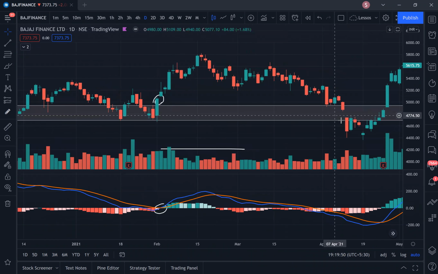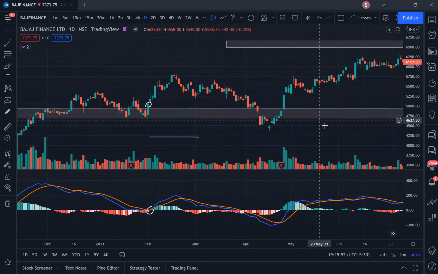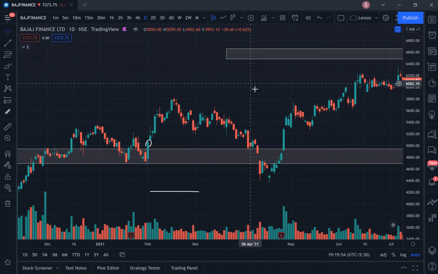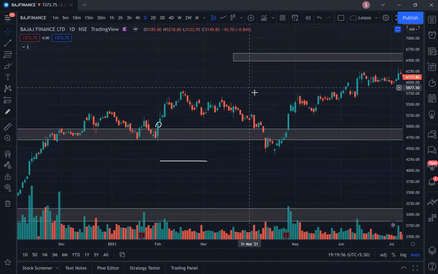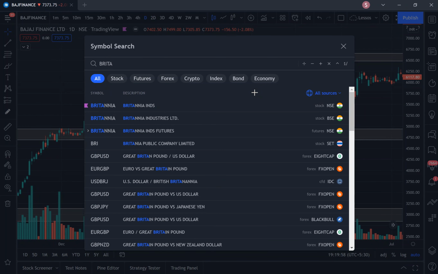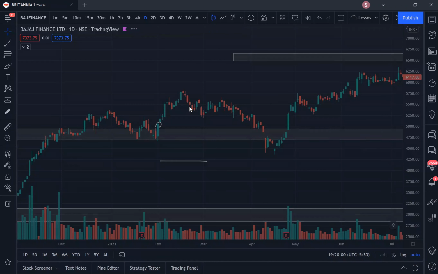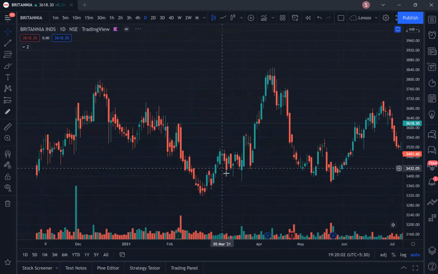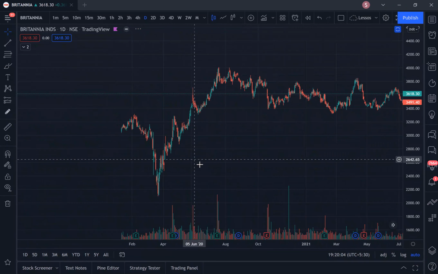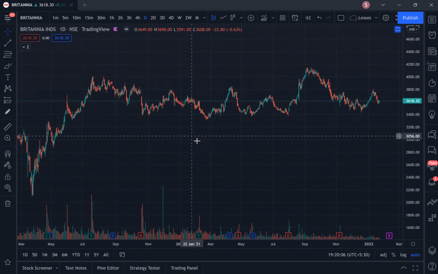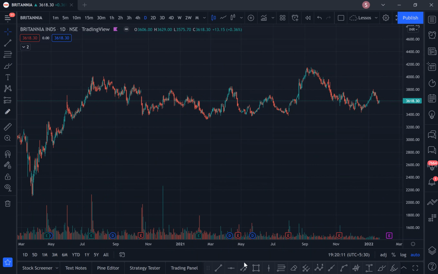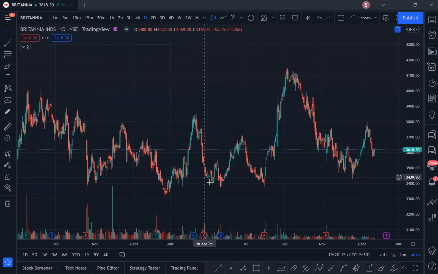All right, let's go for some other stock, any particular stock. Let's say let's go for Britannia Industries. All right, so likewise we have to draw the price action. We have to draw the, as we have learned in the past. Those who have missed the previous lesson on price action, please watch it.